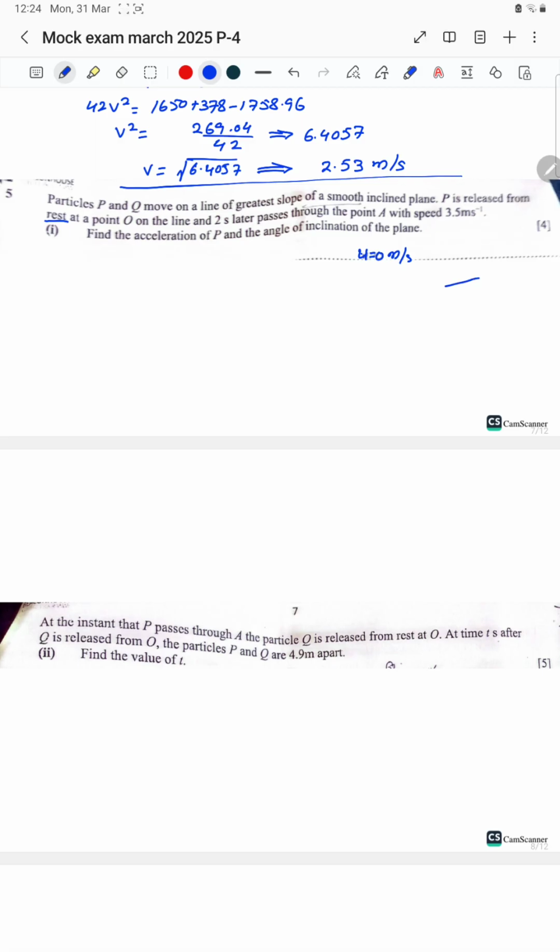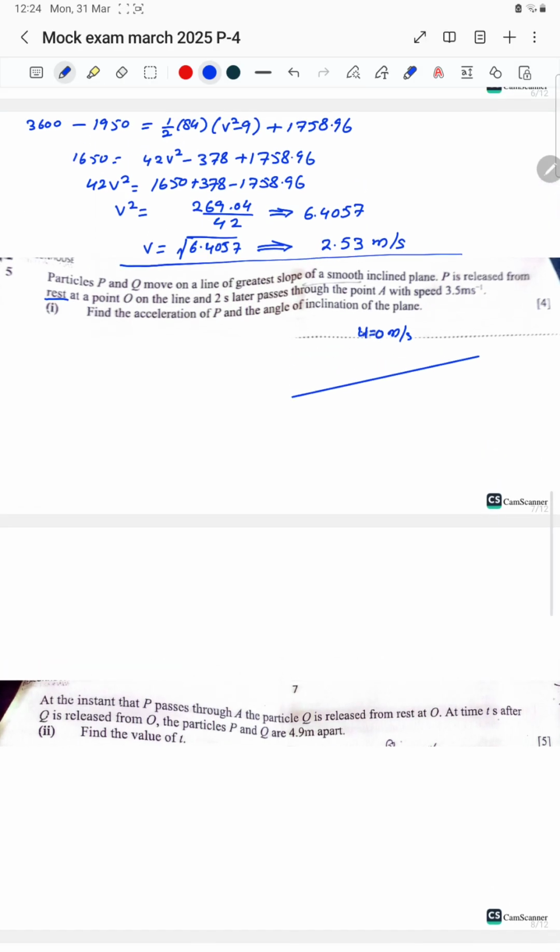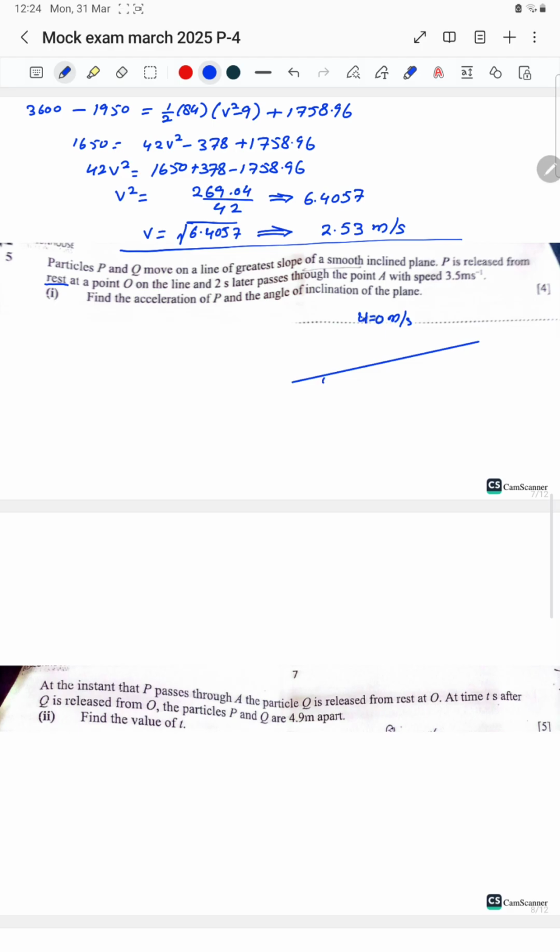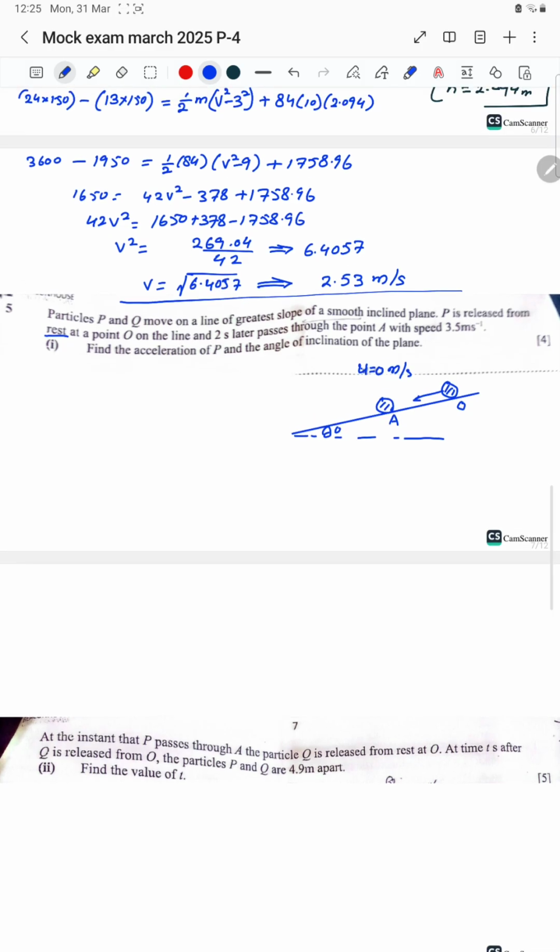It means here a smooth inclined plane that makes an angle theta degree with the horizontal, and the particle is here initially at 0 and it comes to A. It is released from rest, so u is 0. After 2 seconds it passes through the point A with a speed v of 3.5 meter per second. For the acceleration of P and the angle of inclination, we have to find a and theta.